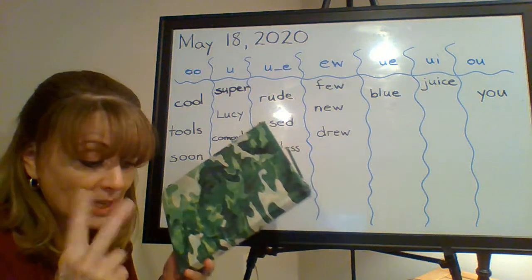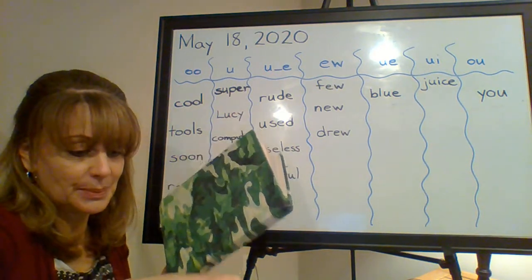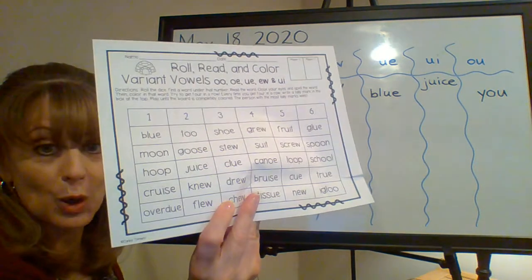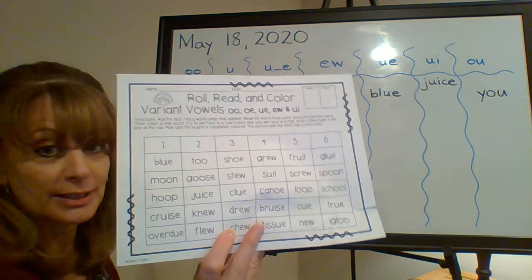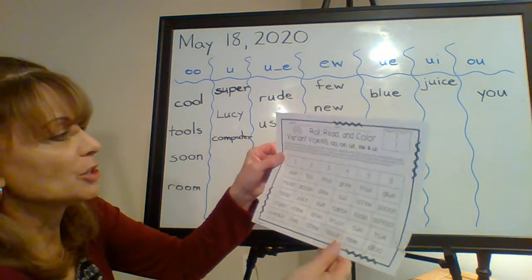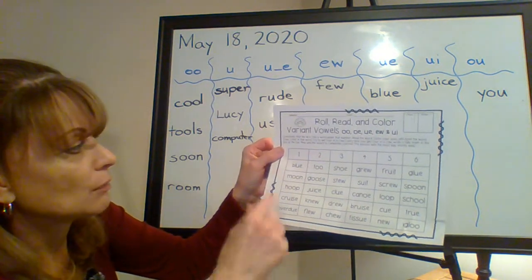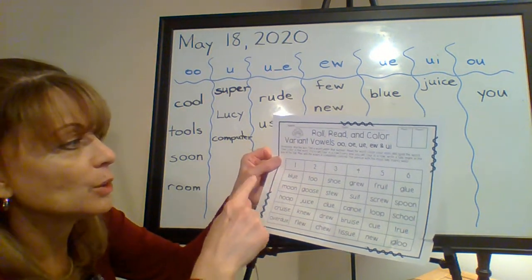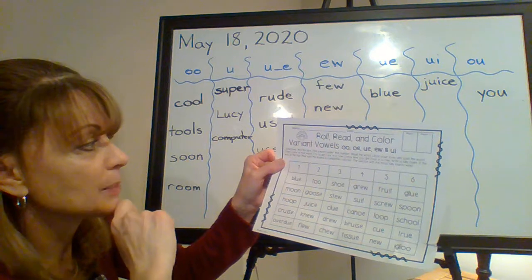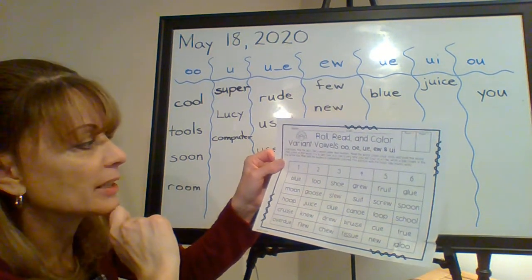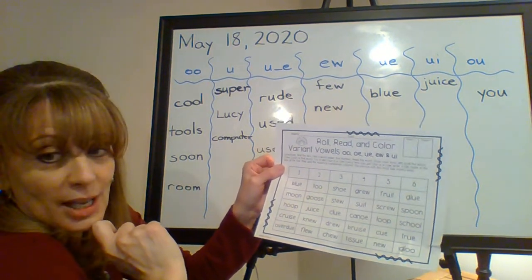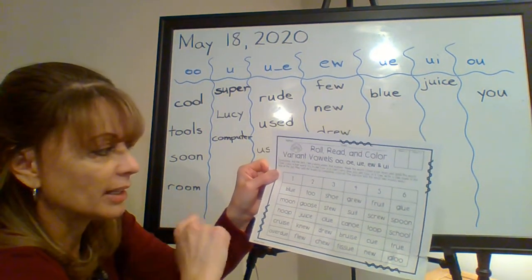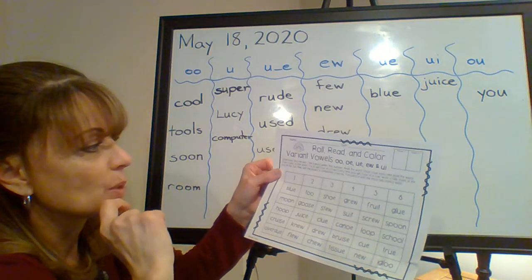You have two activities to do. The first activity is this roll, read, and color. And the directions are right on it. It says, roll the dice, find a word under that number, read the word, close your eyes, and spell the word, then color in that word. Do the best you can. But once you read it, once you try to spell it, go ahead and color it. Okay? Try to get 4 in a row.